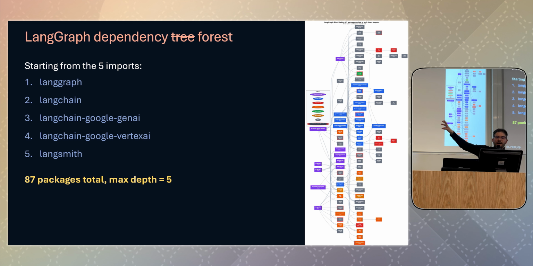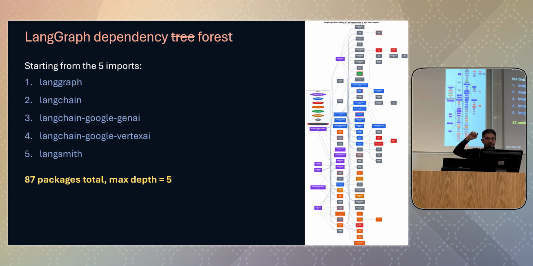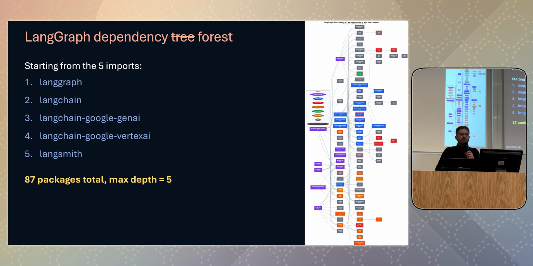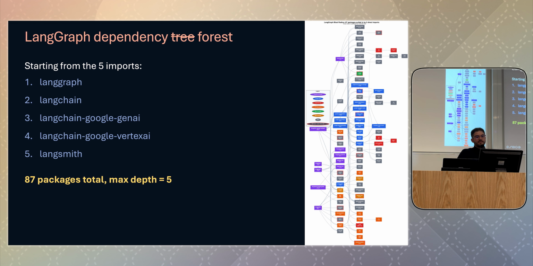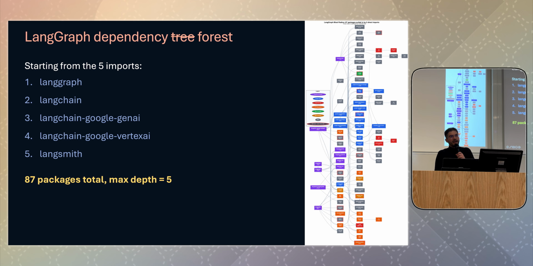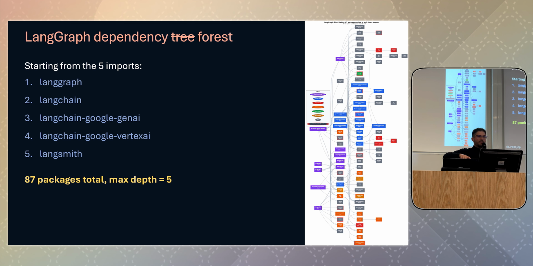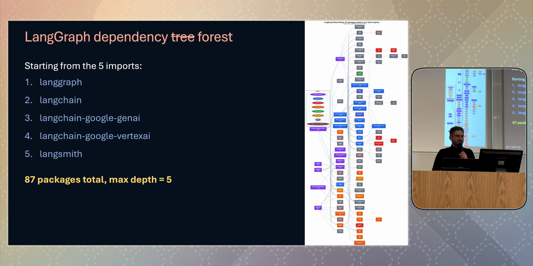It has 5 imports, and this is the picture of the dependencies. So I got the 87 packages for free after depending on 5, and these are the 5: LangGraph, LangChain, Google, Vertex AI and LangSmith. So this gives you an idea that it's kind of a forest, and I'm not taking into account the integrations, just only the things that I put into my projects after just using LangGraph.